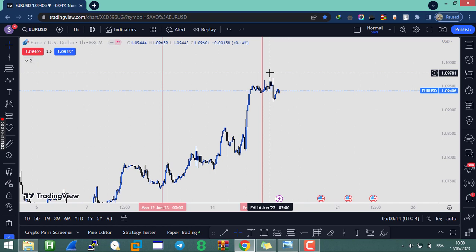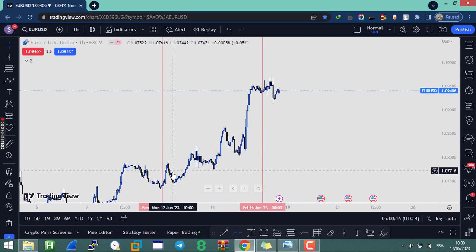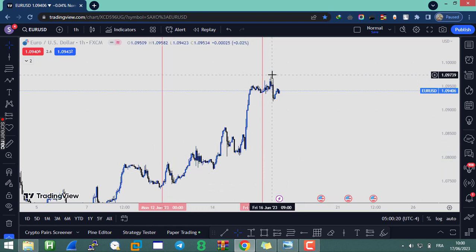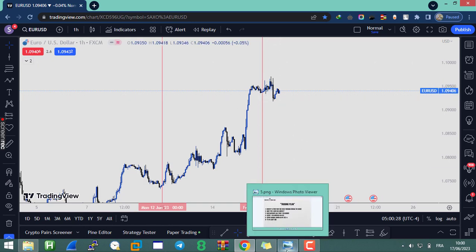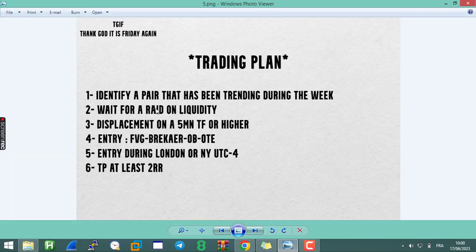All right, and you can see here we have been expanding, printing the high of the day on Friday, and then retracing. So this move is our model. The model is based on this move right here. So the first step is checked. We have identified a pair that has been trending during the week. Now, what is the next step?